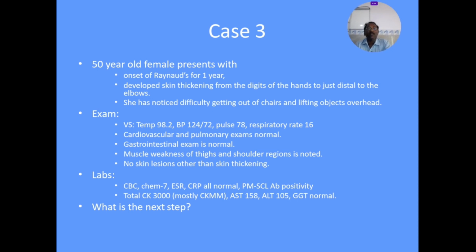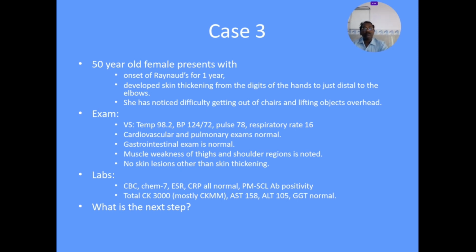Bharat, you should answer. A 50-year-old female presents with onset of Raynaud's for one year. She developed skin thickening from the digits of the hands to just distal to the elbows. She has noticed difficulty getting out of chairs and lifting objects overhead. Those are the symptoms. So there is some involvement of the muscle. Proximal myopathy is also there.